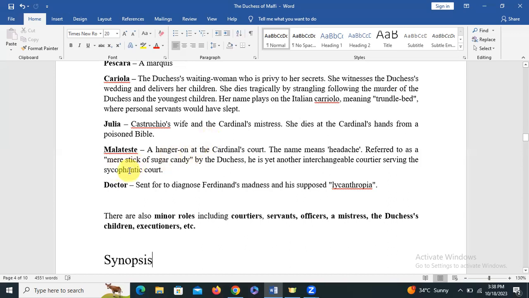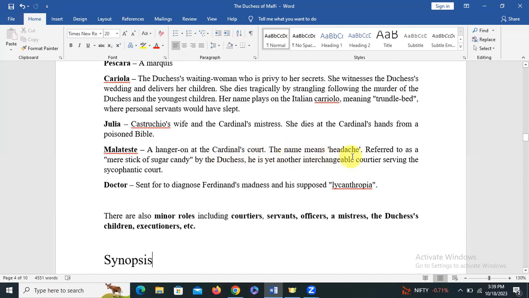Then there is Malatesta. You can separate this word in two words, like mala, something bad, and testa, you can call it a kind of head. It is also written here, right? This is a person who is not a good person, a bad person, you can call it a hanger-on at the cardinal's court. A hanger-on is a person who served there. I'm going to define it at the end. Like a hanger-on at the cardinal's court.